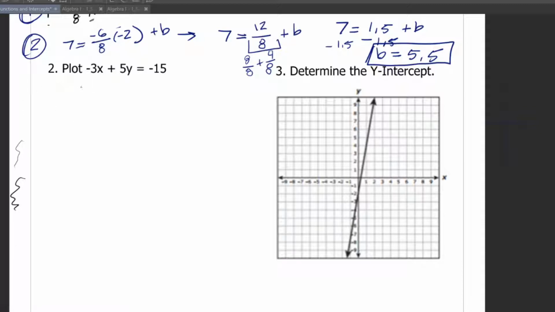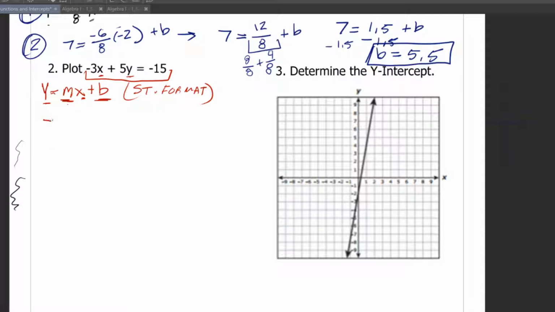Plot negative 3x plus 5y equals negative 15. So first, we want this, again, in y equals mx plus b format. So this is the standard format. Right? Okay, so how do we convert this equation to get in the standard format? Well, we know m is slope, b is y-intercept, we have x, we have y. So we want to make this look like this.